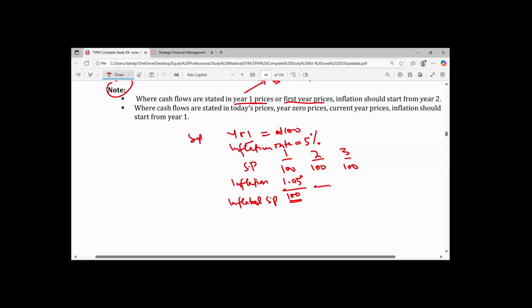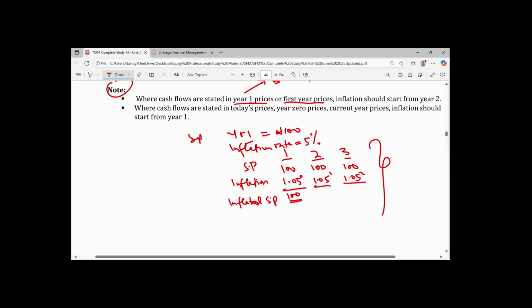I will then go to year 2 and year 3. For year 2, it's still the same thing, the same rate, 1.05 raised to power 1. You know, I'm starting from raised to power 0, raised to power 1, then this one will be 1.05 raised to power 2. So what I'm trying to say in essence is that the fact that I said if you are given year 1 prices or first year prices, inflation should start from year 2, does not mean that your N will be equal to 2. So that's the essence of all this analysis I'm trying to explain to you. So I believe that is noted.